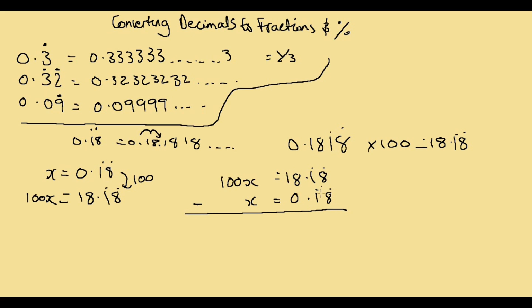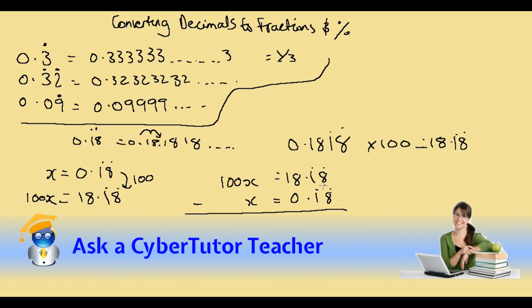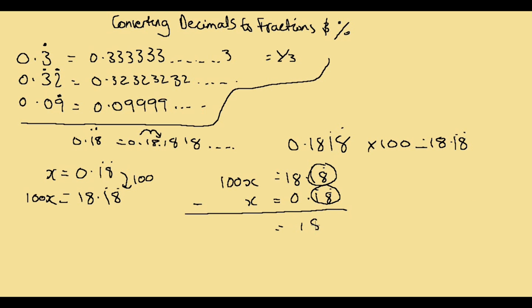So what happens when we subtract 0.18 recurring from 18.18 recurring? Well, this whole recurrence bit is removed, and we just get 18. So that's where I was saying something special happens, and we remove that whole recurrence decimal thing. Now we're going to do 100x take away x, which is 99x. So 99x equals 18. So from here we can write a fraction, because we just need to divide by 99 to get this x on its own.